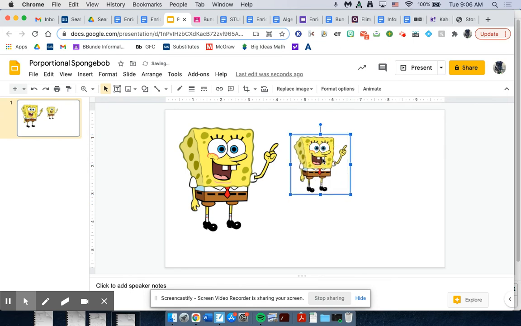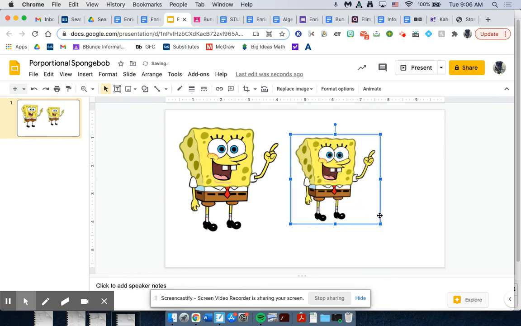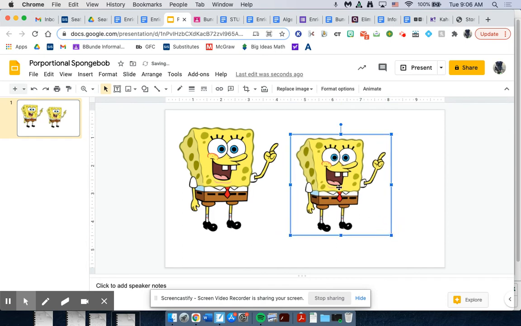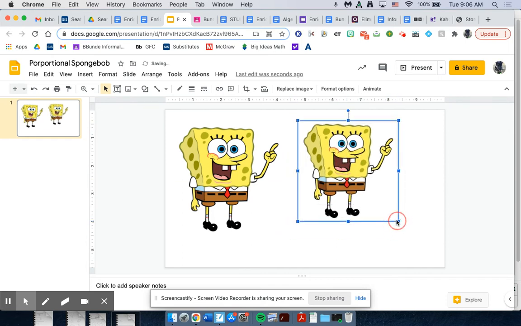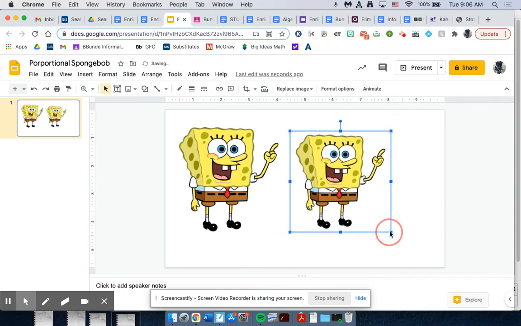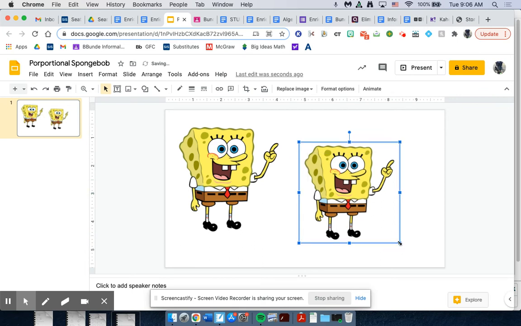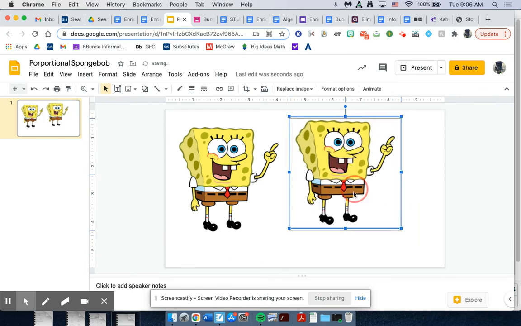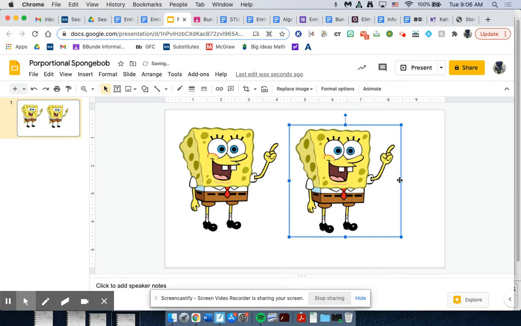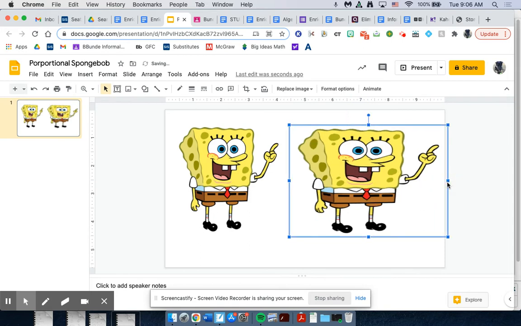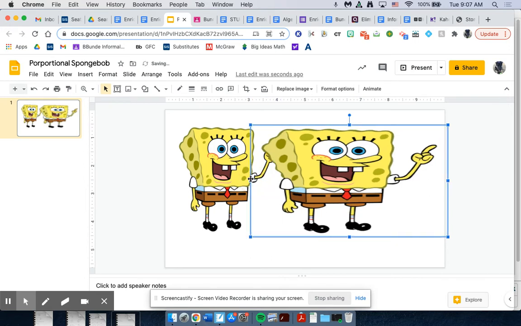Okay. But if I wanted to make him not proportional, I'll go back to making him the same size. A little bit bigger here. Now from here, if I just wanted to make him wider than he is tall, I would drag from one of the sides. Do you see how he's now not proportional? He's a lot wider than he is tall.